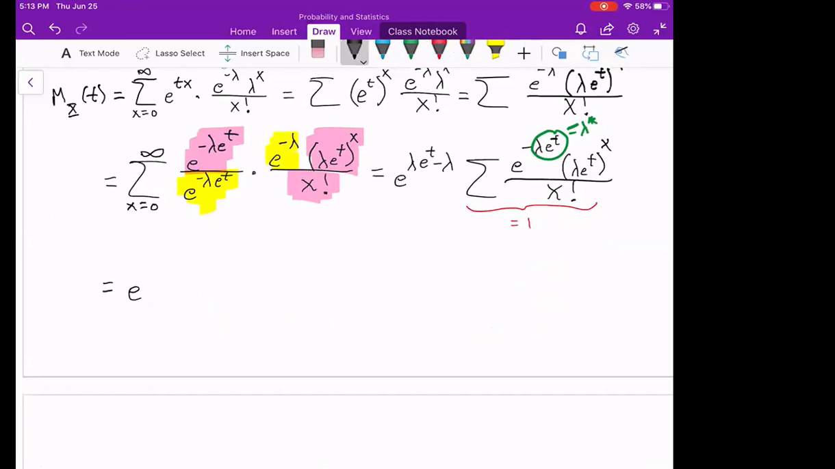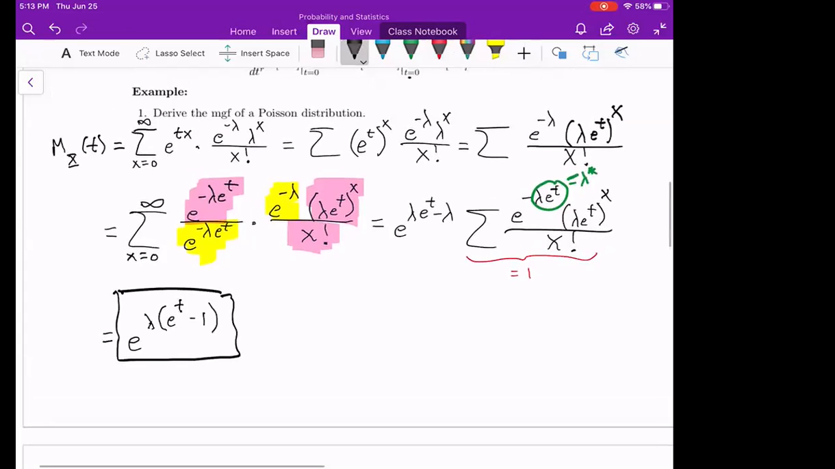Which finally leaves us the answer, which is e to the lambda. Lambda tends to be factored out, so we've got e to the t minus 1. And this typically is how you will see the MGF of a Poisson distribution written. We're going to do more, but let me just ask, it's the first one that you're seeing this applied to. Any questions on this particular example?